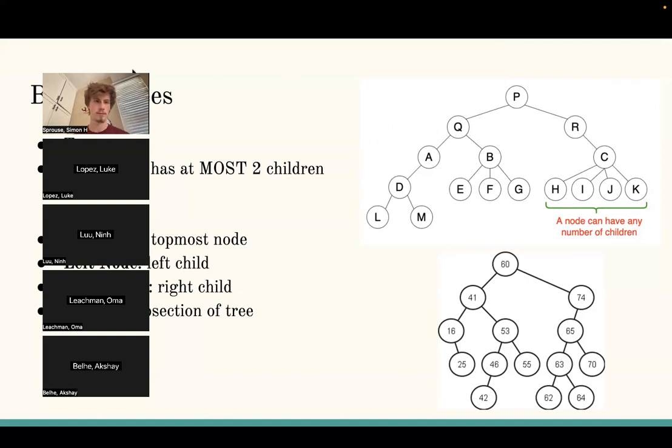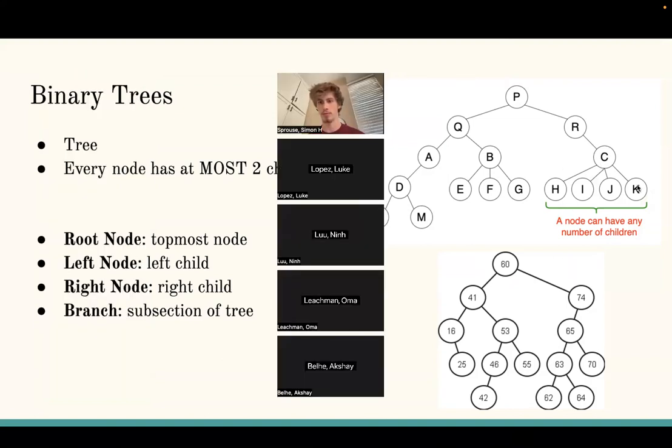So you can see this tree right here, this example is not a binary tree because the C node has 4 children. It'd be like a quaternary tree or whatever syntax describes that. Whereas this bottom one, this is in fact a valid binary search tree.